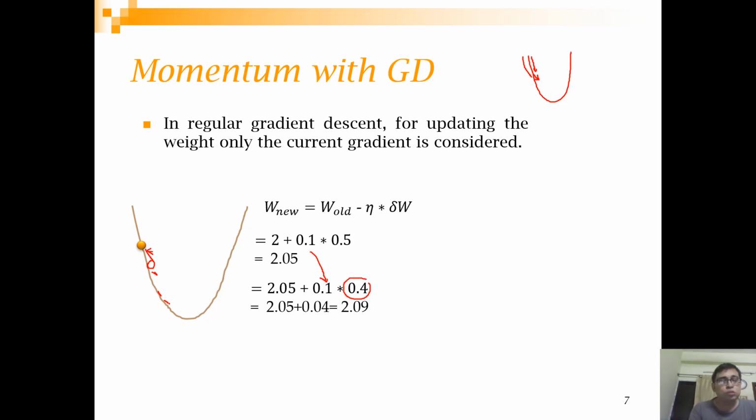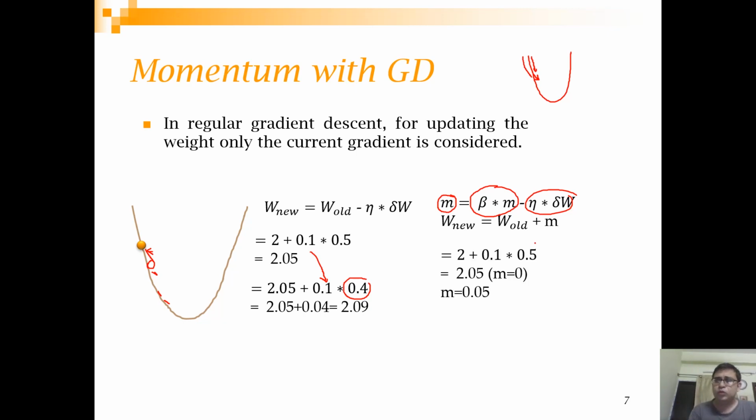So in momentum, there is a small change in the equation. You introduce a term called momentum, and it is calculated as beta into m minus eta into del w. So this is a new term that is coming in. This is what we already had, and instead of using only eta into del w, now beta into m is also coming into play. Let's look at the effect with the same example now.